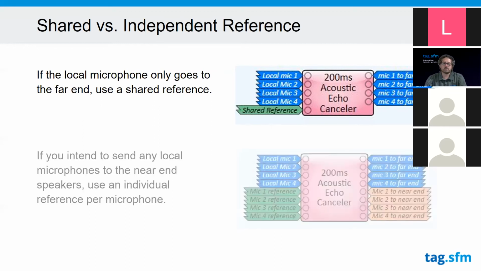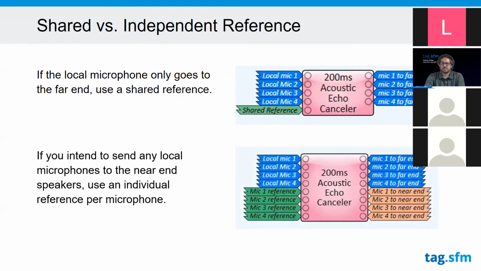But what happens if we start thinking about voice lift? If you tend to send any local microphones to the near end speakers, use an individual reference per microphone. You can see in the two different examples, suddenly I'm going to send the microphones to the near end. Therefore, I want to give them each their own reference. And this is where you get into mixed minus and zoned outputs. So why don't we dive right into that?